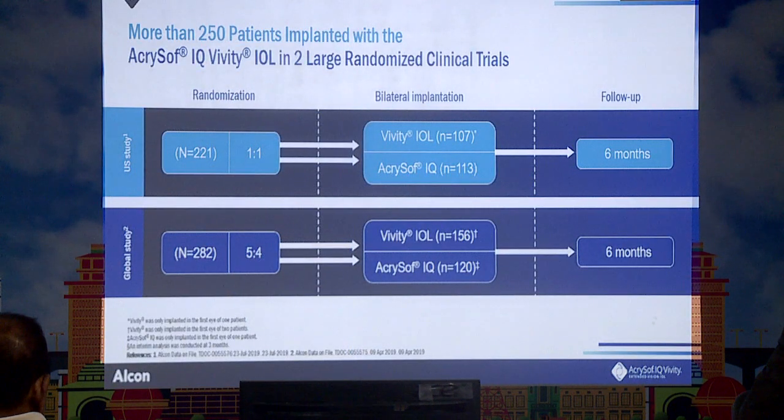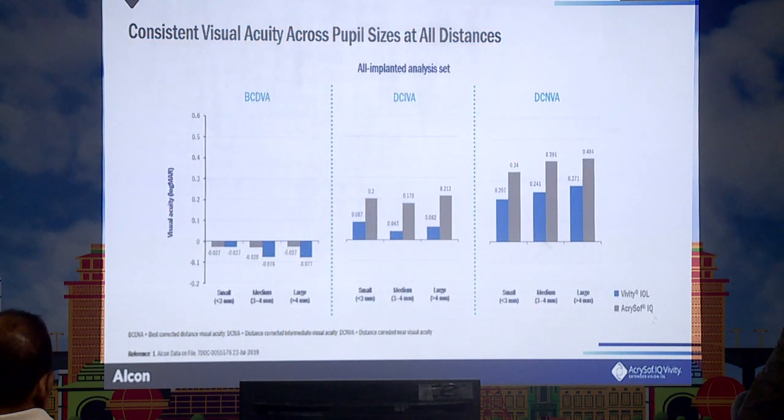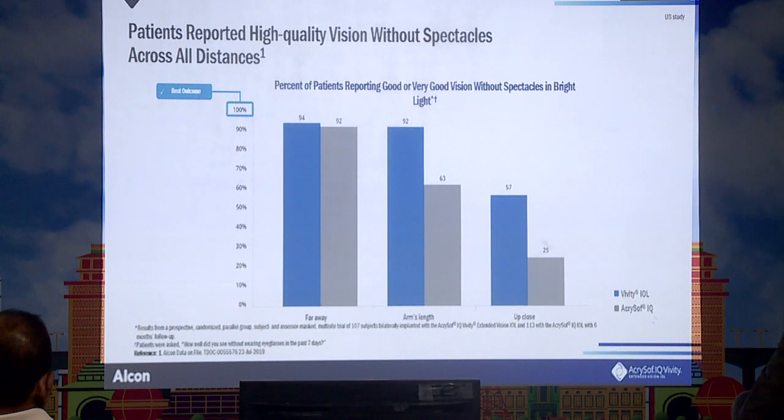So coming to the clinical outcome, that was based on the studies on two independent large randomized clinical trials of 250 patients, where they compared VBT IOL and the Acrysof single piece IQ lenses, and they found that there was superior intermediate and near vision while maintaining very good distance vision with the VBT as compared to the IQ. And the visual acuity was very much consistent with pupil sizes for all distances. It was not affected by the pupil size, and there was high quality of vision without a spectacle across all distances.